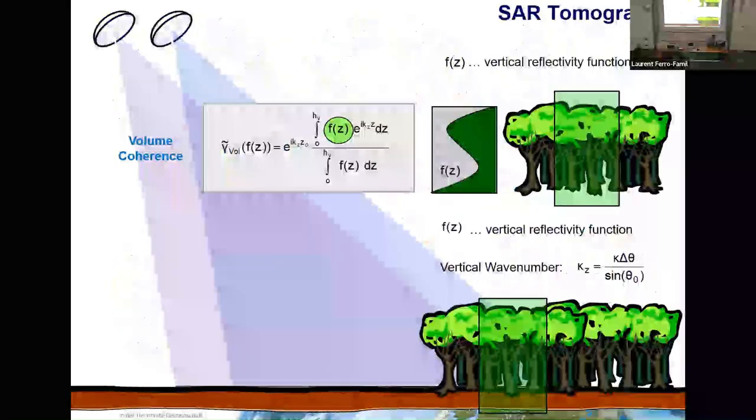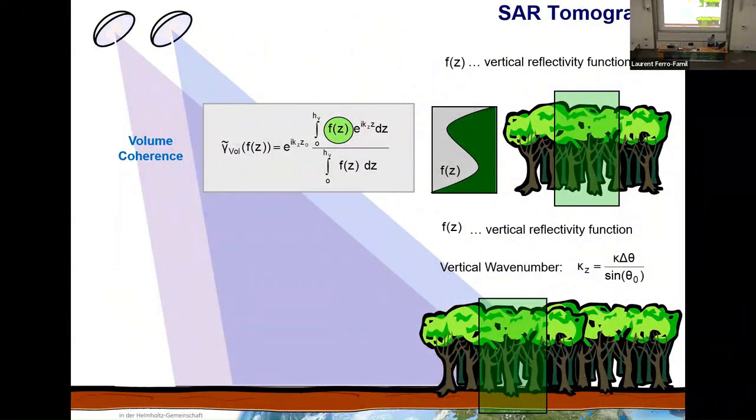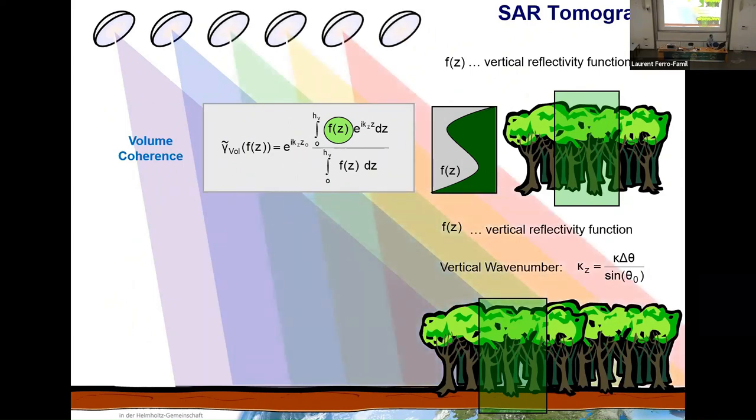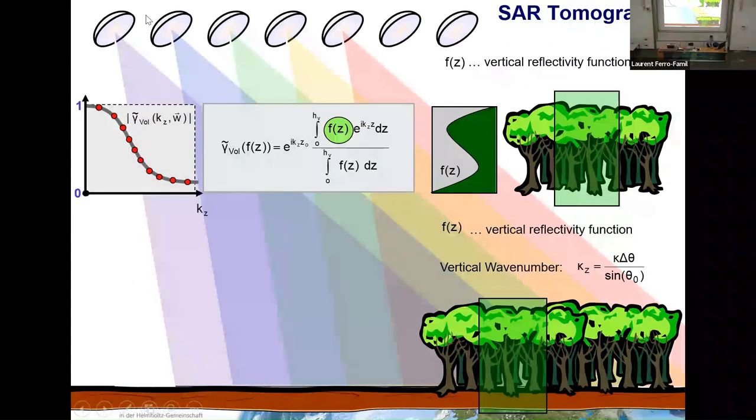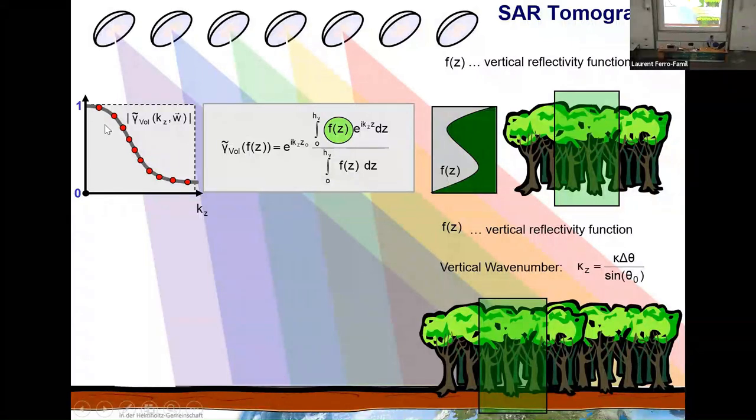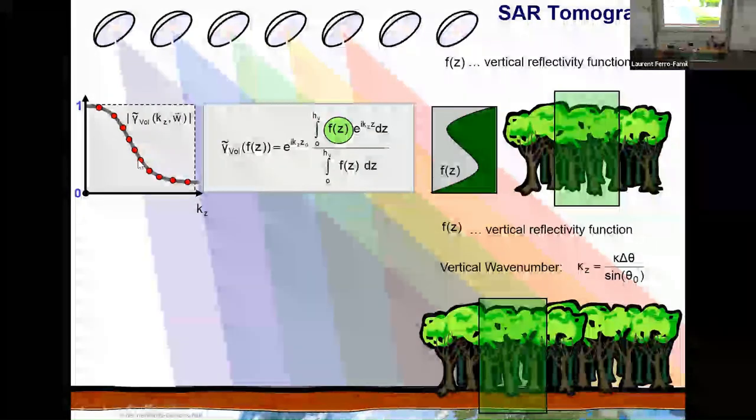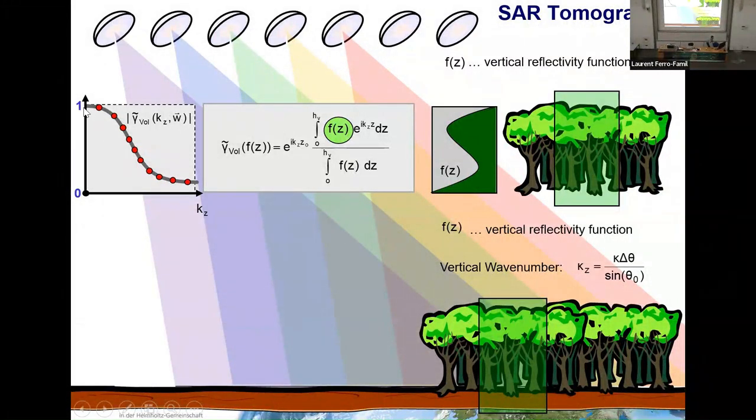In tomography, you remember, you can see tomography as an extension of interferometry in the sense that you don't have one single acquisition, but you have many acquisitions. And with these many acquisitions, you actually sample this. We saw it this morning: this is the behavior of your interferometric coherence as a function of the vertical wave number. Many acquisitions means being able to have many points on this plot. Having many points means being able to invert this relationship without models.